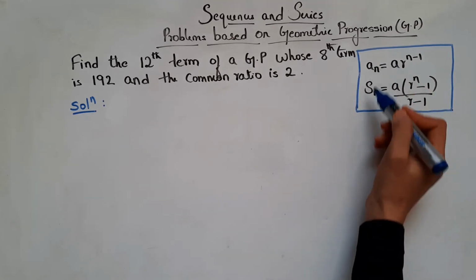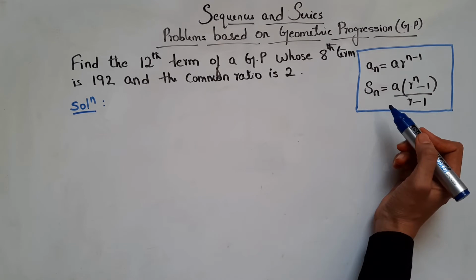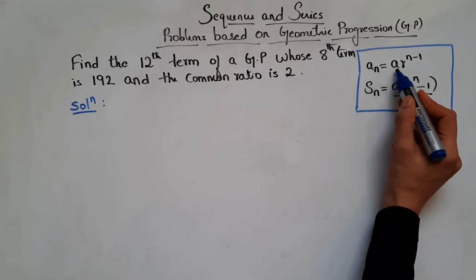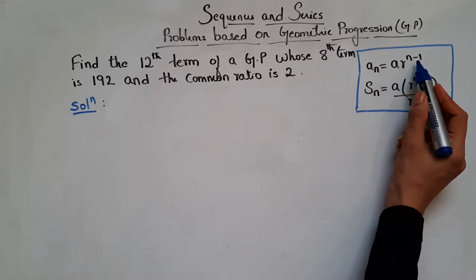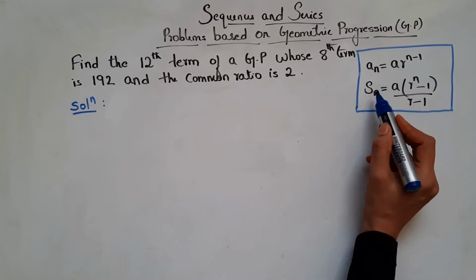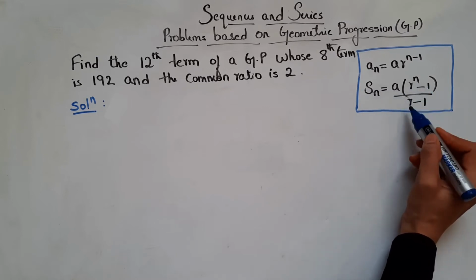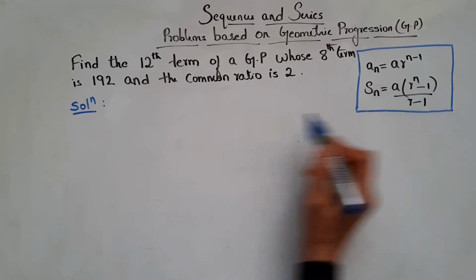So we have already seen these formulas in my previous video. Here the nth term of a GP is given by an = a r^(n-1), and the sum of n terms of a GP is given by Sn = a (r^n - 1) / (r - 1). So let's directly go to the problems.